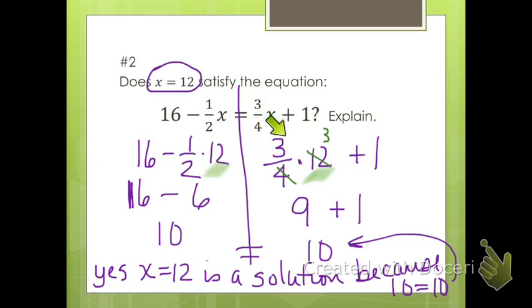Okay, so then over here I've got 3/4 times 12 for my x plus 1. So I want to do the multiplication first. I find common factors here that I can cancel out a 4. So it leaves a factor of 3 up in the numerator. 3 times 3 is 9, plus 1 is 10. So because the left side is equal to the right side, I'm going to say yes, x equals 12 is a solution because 10 equals 10, because I came up with that. Okay.